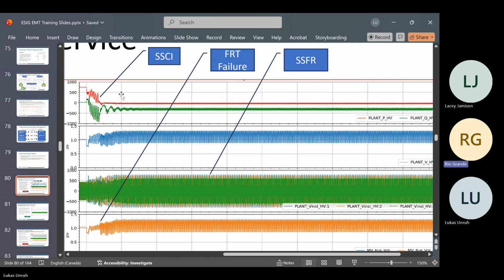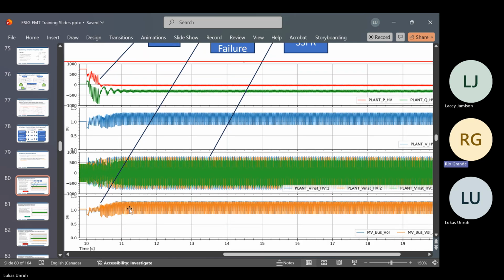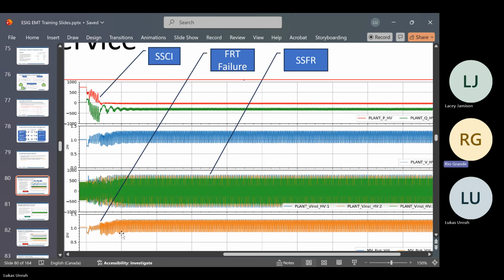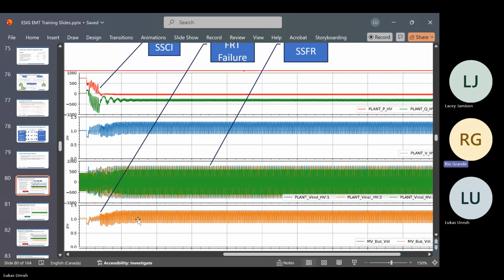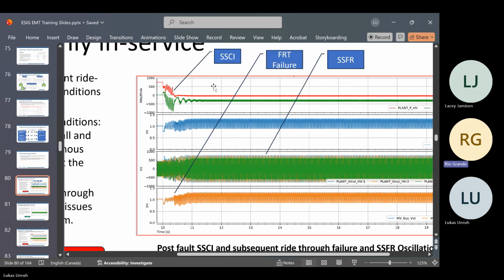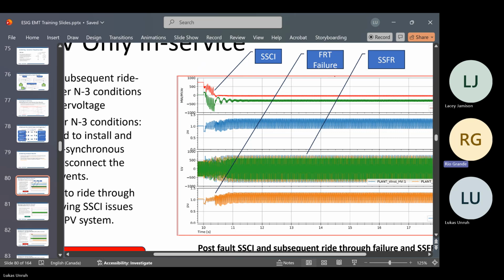So there's a fault ride through failure here, which the plant trips for. And after the plant is tripped, if you look at the voltages in the system, they're still oscillating wildly. And this is due to SSFR, the main power transformer. So this is also an interaction between the transformer and the series cap with the IBR plant completely tripped at this point. This is something to be aware of in these studies as well, that we can have ride-through issues which can mask the SSCI issue.